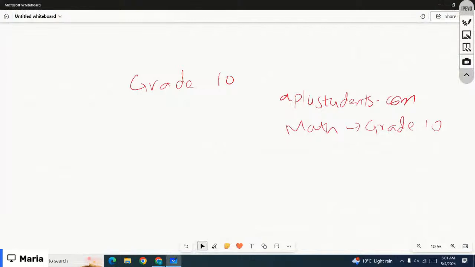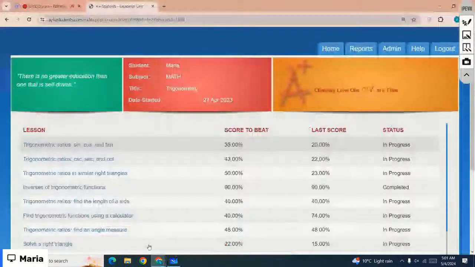Please make sure you have your definitions as well. Here I am on grade 10 math. The chapter we are on right now is trigonometry. Let's just start with the lesson that is inverse of trigonometric functions.